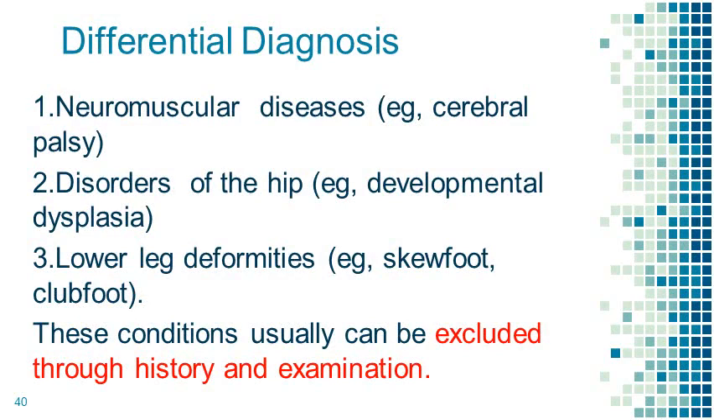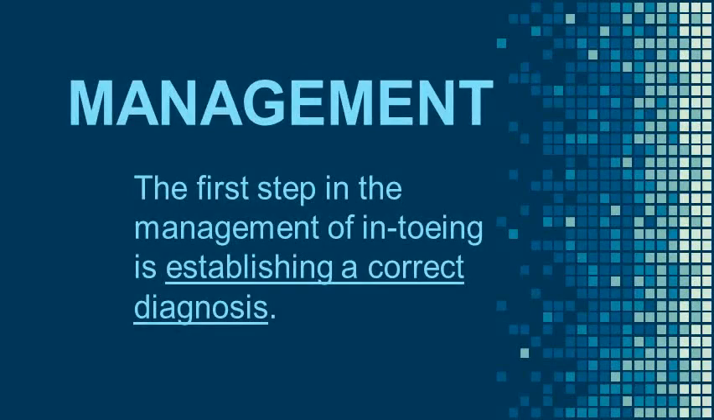Differential diagnosis: you should rule out the other causes of in-toeing. It could be due to cerebral palsy, developmental dysplasia of the hip, or clubfoot. And these conditions usually can be excluded through history and clinical examination.